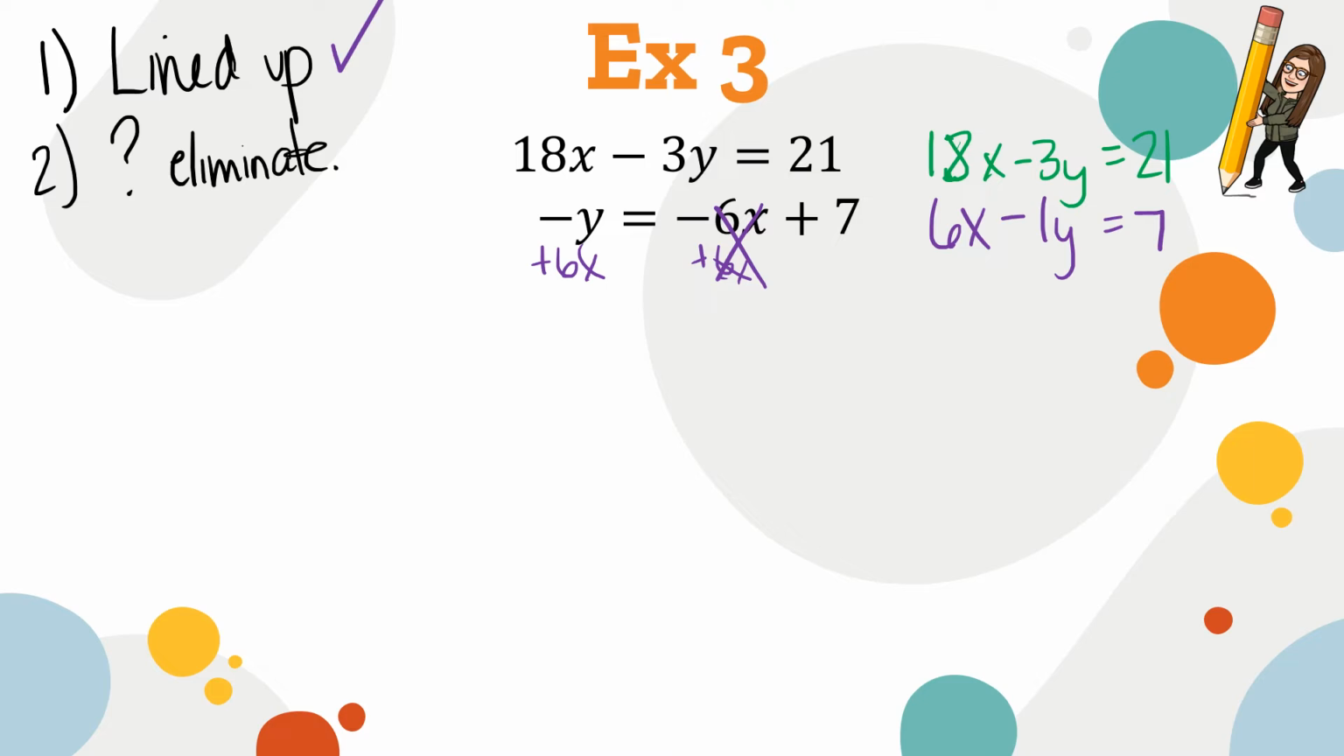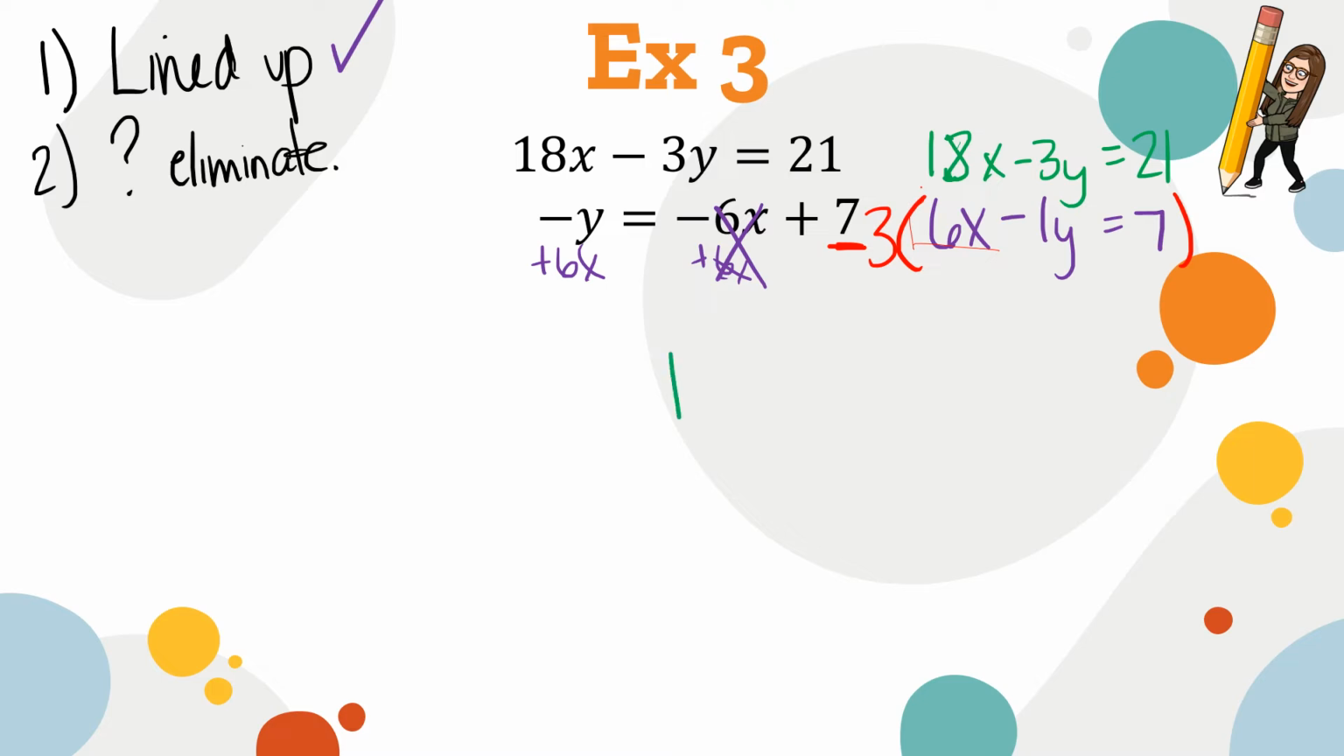I need them to both have the same factor, meaning I'm going to have to multiply that second equation by 3. Okay, so if I do that, I'm going to have negative 3. Well, negative 3 and negative 3 doesn't go away, so I have to multiply it by a negative 3. Let me show you why.